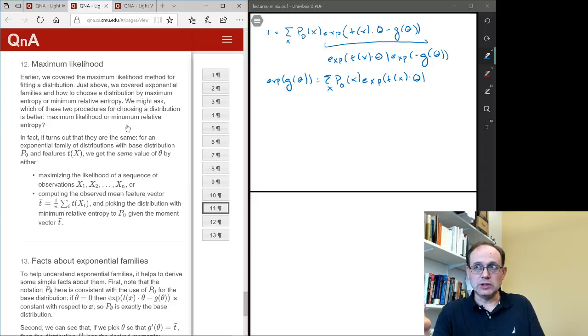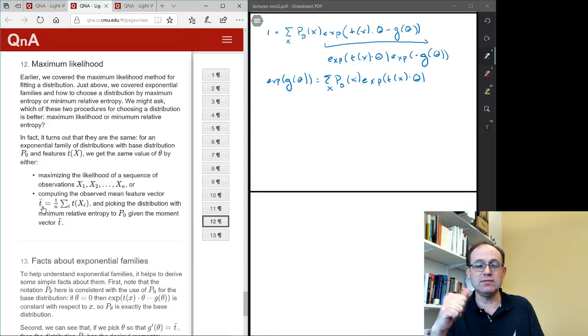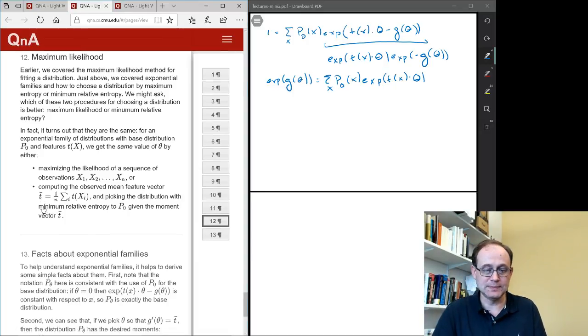We also, just earlier in this set of notes, described maximum entropy, where we compute the observed average feature value, called the empirical moment vector, which is 1 over n times the sum over all of our samples of t of that sample. Then we pick a Maxent or minimum relative entropy distribution that has that mean vector. It turns out we get the same answer either way, right? So maximum likelihood will justify this distribution, and so will maximum entropy.